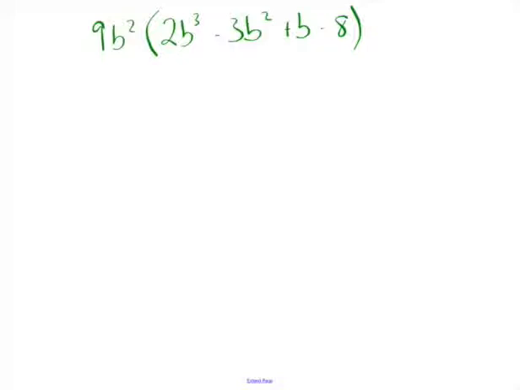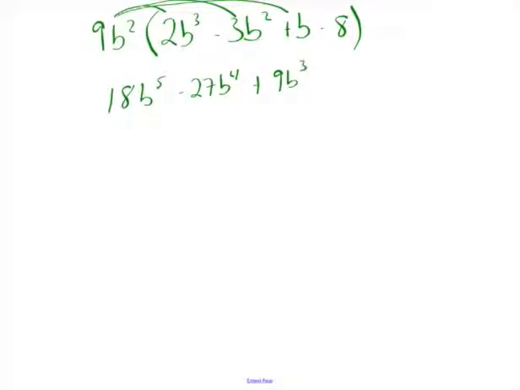So we have a positive 9b squared, and we're going to distribute it inside to a positive 2b cubed. So the 9 and the 2 will become 18, and then we have b squared times b to the third. So you're going to add those exponents, so that becomes 18b to the fifth. Okay? We're going to take that 9b squared and multiply it over here to the second term. That will be 9b squared times negative 3. So that's going to be a negative 27. B squared times b squared is going to give us b to the fourth. You're going to take it and multiply it times the third term, which is b. So that's just going to give us a positive 9b to the third.